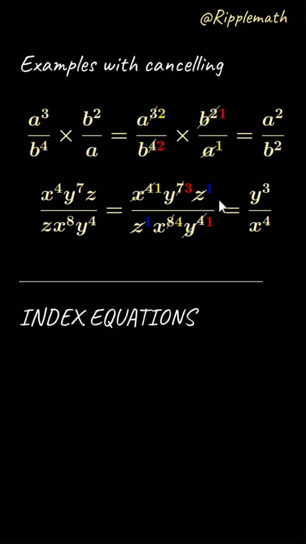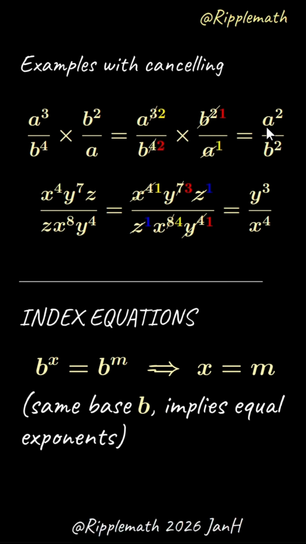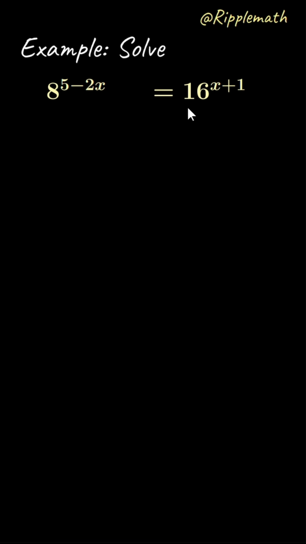All right, let's go to index equations. The basic principle is, if you've got the same base number, it could be a 2 or a 3, then the indexes, the exponents there, are equal. That's how you solve index equations. So let's do one. 8 to the power of 5 minus 2x equals 16 to the power of x plus 1. So you can see here you can get the same base, which is going to be 2 in this case. We could do this by logs, of course, and in general you would do that, but when you can do the same base, it's more often better just to use this trick here.